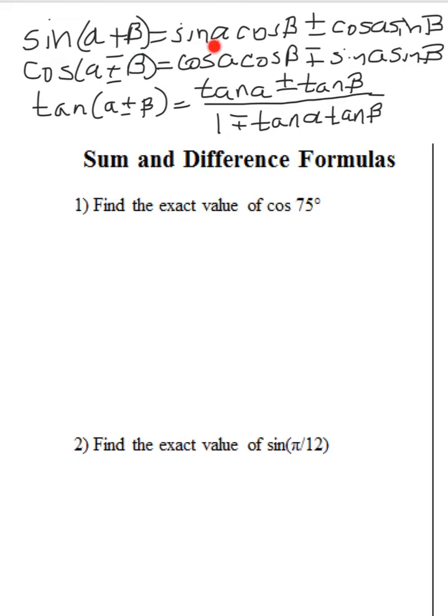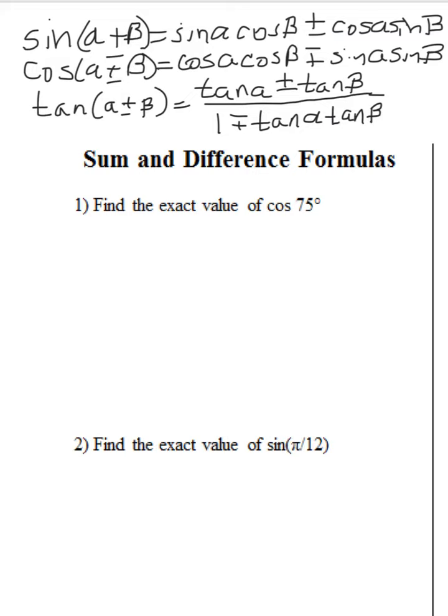Sine of alpha, cosine of beta, plus or minus cosine alpha sine beta. So the plus or minus depends on how we started. If we started with a plus, then we're going to have a plus between our formula. If we started with a minus, if this was a subtraction, then we would have a subtraction over here.